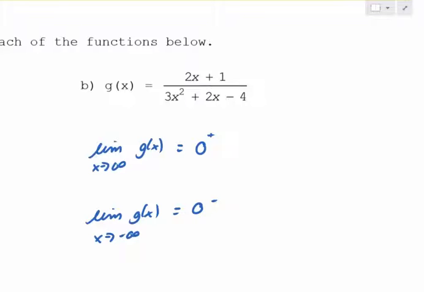If the degree of the numerator is smaller than the degree of the denominator, it'll always go to 0. Always. In math, there's lots of common types of answers. 0, 1, or infinity are super common answers. Seriously, 0, 1, or infinity.